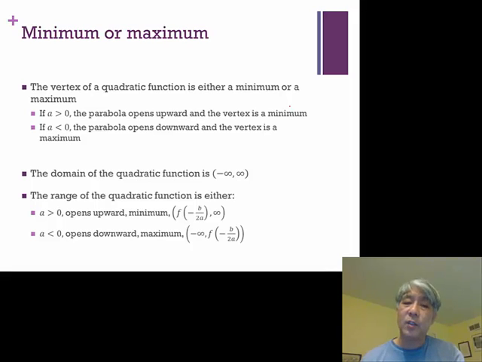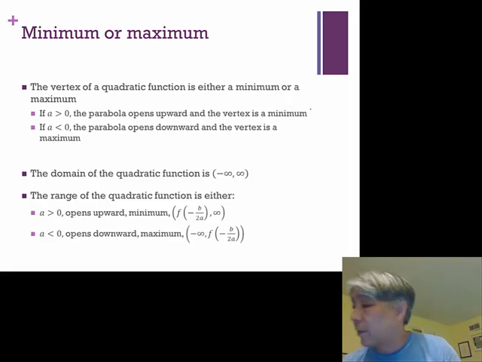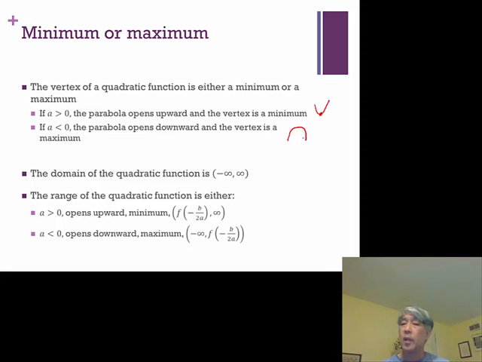Okay, because if a is greater than 0, remember, my parabola opens upwards and my vertex will be a minimum. So if it opens upwards, this vertex is going to be a minimum. On the other hand, if a is less than 0, my parabola will open downwards, and now my vertex will be a maximum. The domain of my quadratic function is basically minus infinity to infinity.